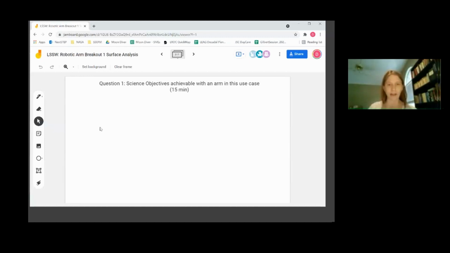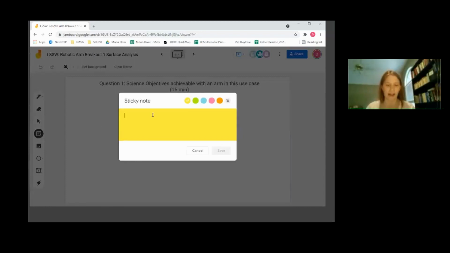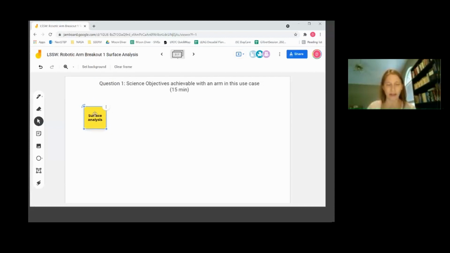And just briefly, we'll have a question that we pose, so the science objectives. We'll ask you to come over here, on the left side of the screen. It'll be the 4th icon down, a sticky note, and you can click the sticky note and type in what your objective is, and you post it, and then you can move that sticky note onto the screen. So that's going to be your input.